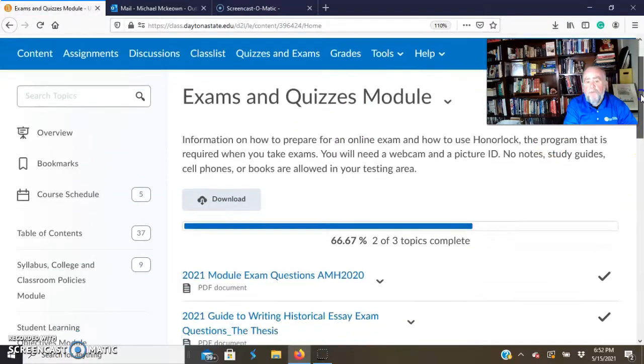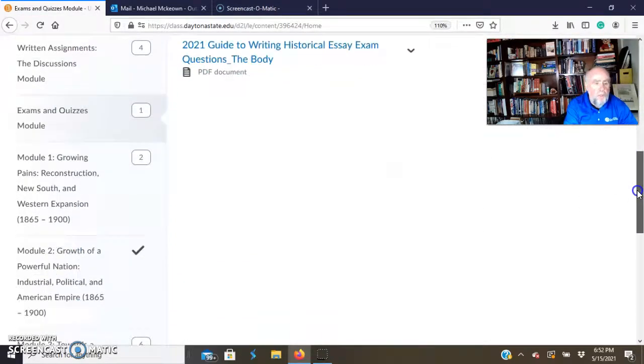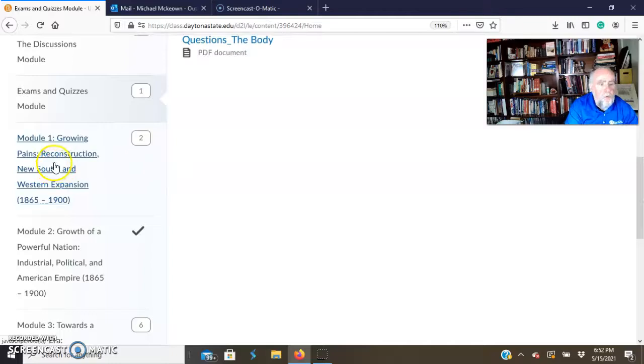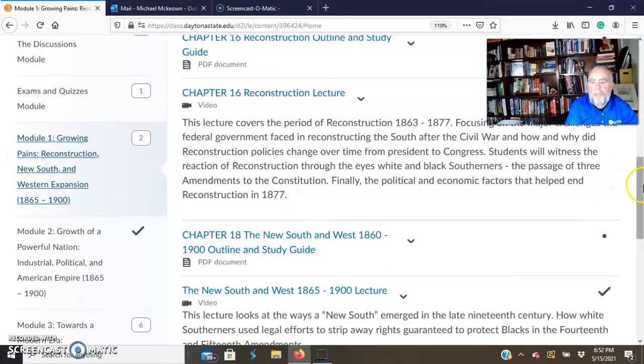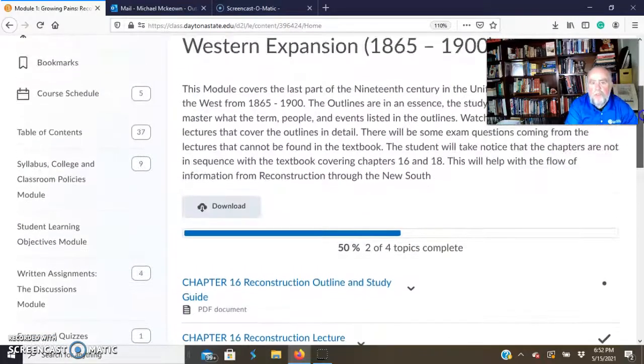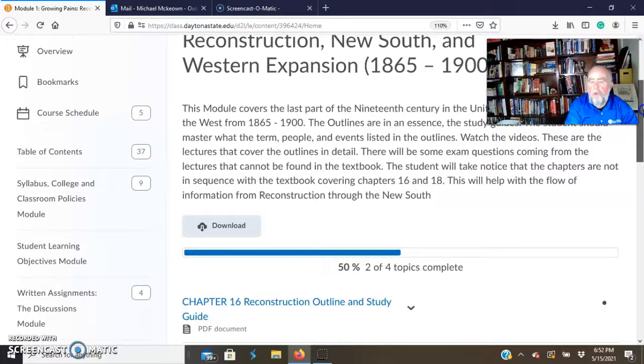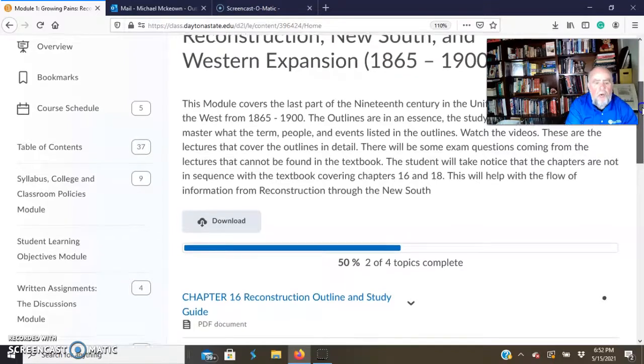Now, all exams are based on unit modules. So your first one is going to be Growing Pains: Reconstruction in the New South. And let me just let you know that it's chapters 16 and 18, okay? Because the New South follows after Reconstruction. When she has his textbook formulated, he skips a chapter before he gets to the New South.